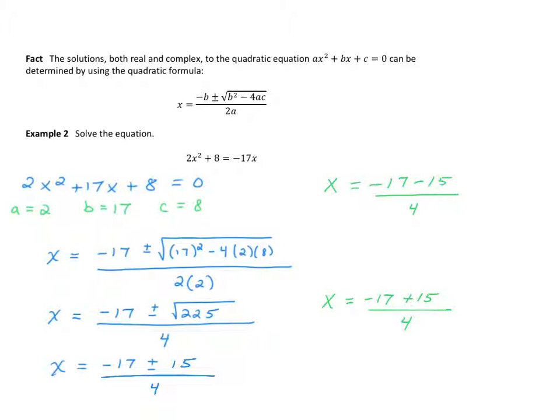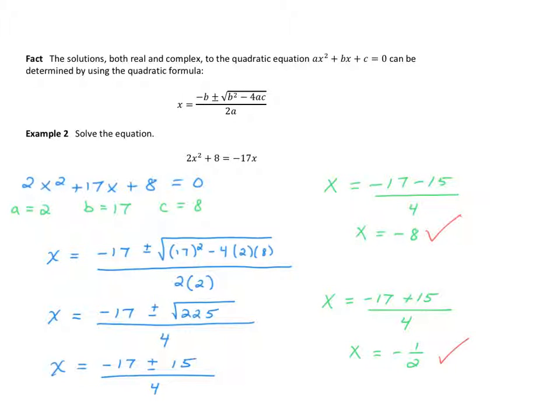So I'm just going to carefully simplify both of those numbers. We have negative 17 minus 15 all divided by 4, and that is equal to negative 8. And then I have negative 17 plus 15, negative 2, and when I divide that by 4, I get negative 0.5, or you can leave it as a fraction and say negative 1/2. Both are completely okay, but these are the two solutions to the equation.